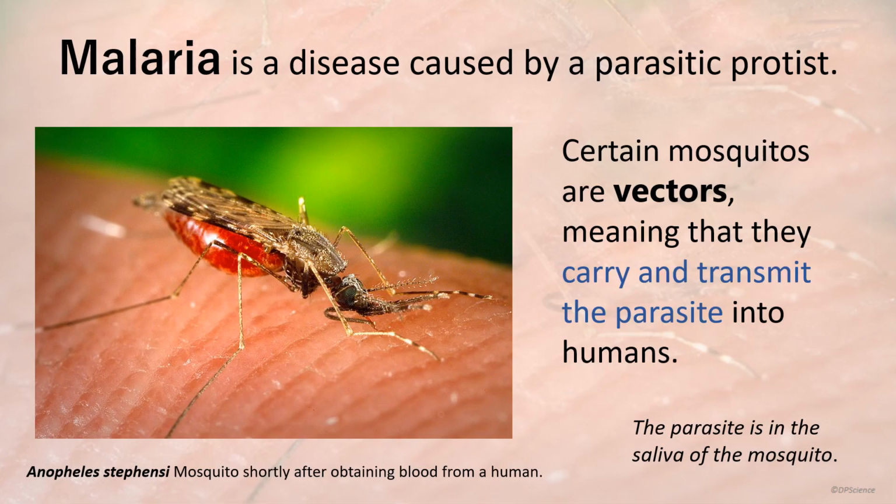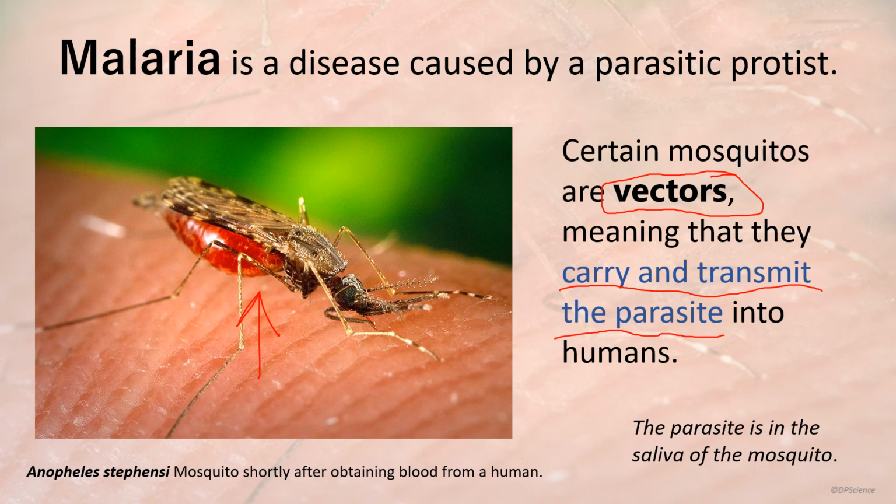All right, so some very common parasites that you may or may not have heard of before. One is malaria. Malaria is a disease caused by a parasitic protist, but this is not the parasitic protist. This is a mosquito. And what we do is we call mosquitoes vectors. Vectors carry and transmit the parasite. And we'll go into that in just a minute.